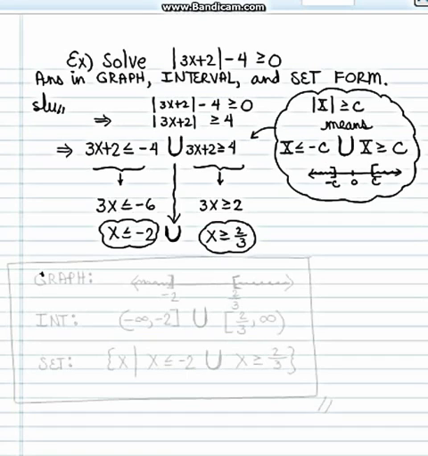Let's do the graph. Okay, the smaller number is negative 2. The larger number is 2/3. Shade everything smaller than negative 2. Shade everything greater than 2/3. A boxy bracket on the negative 2. A boxy bracket on the 2/3. That's graph notation. Next we'll do interval notation.